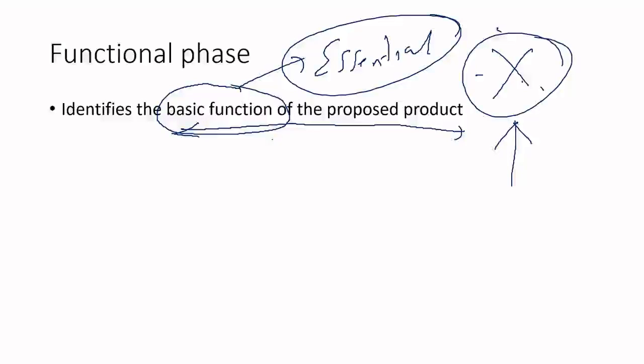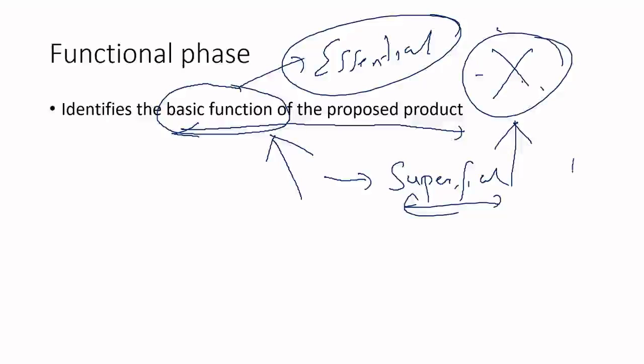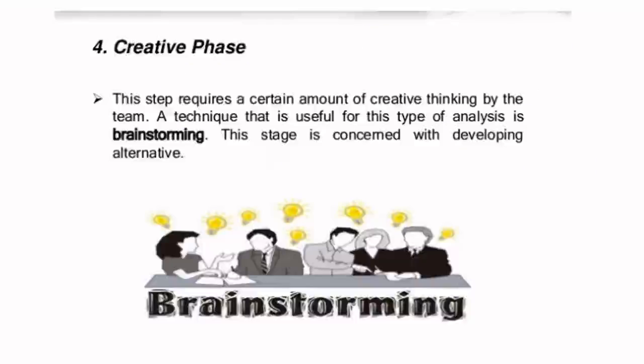In case the particular team mistakes the basic functionality, they may end up with some superficial structure of the product that will skyrocket the actual cost of the product, right? So this is a creative step. This is where the brainstorming session will occur.